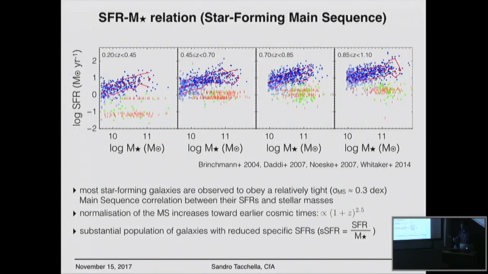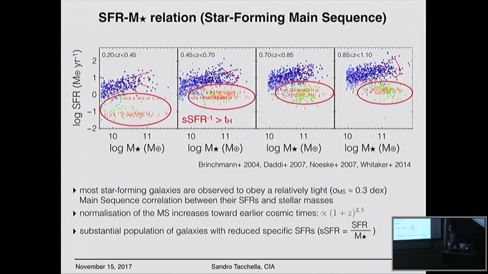So when you look at a given mass today, typical Milky Way-like galaxies are forming maybe a few solar masses of stars per year. At redshift 2, this was maybe 100 solar masses per year. So there is a significant increase in the star formation rate at a given stellar mass. At all epochs, we can see that there are galaxies that are significantly below the star forming main sequence, sometimes called quiescent or quenched galaxies.